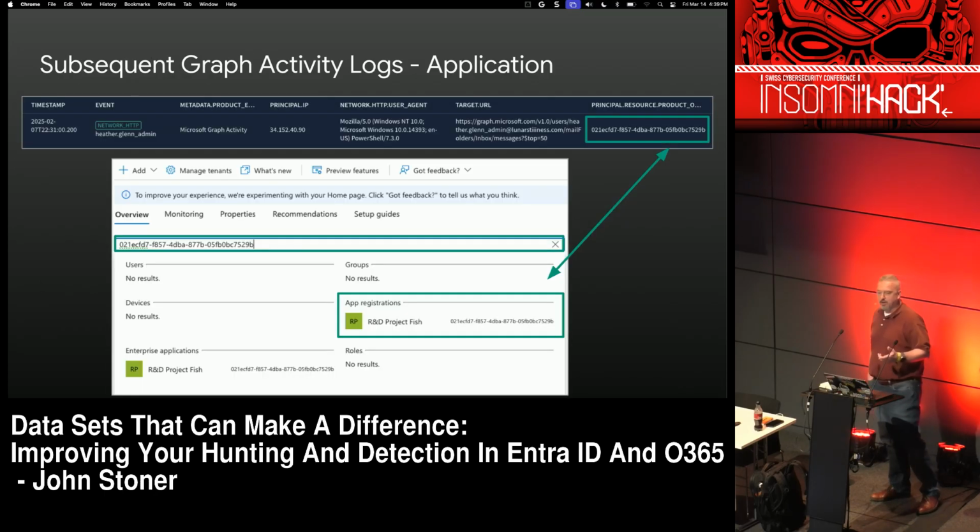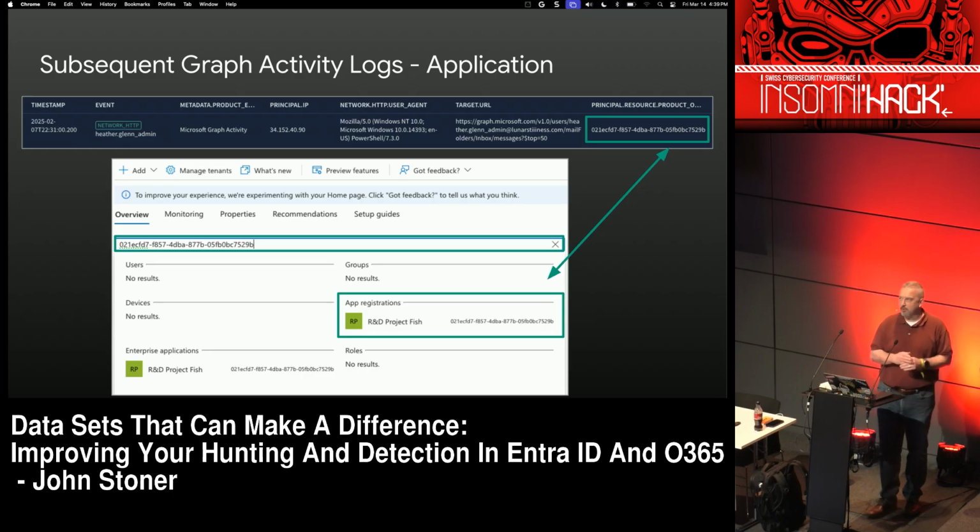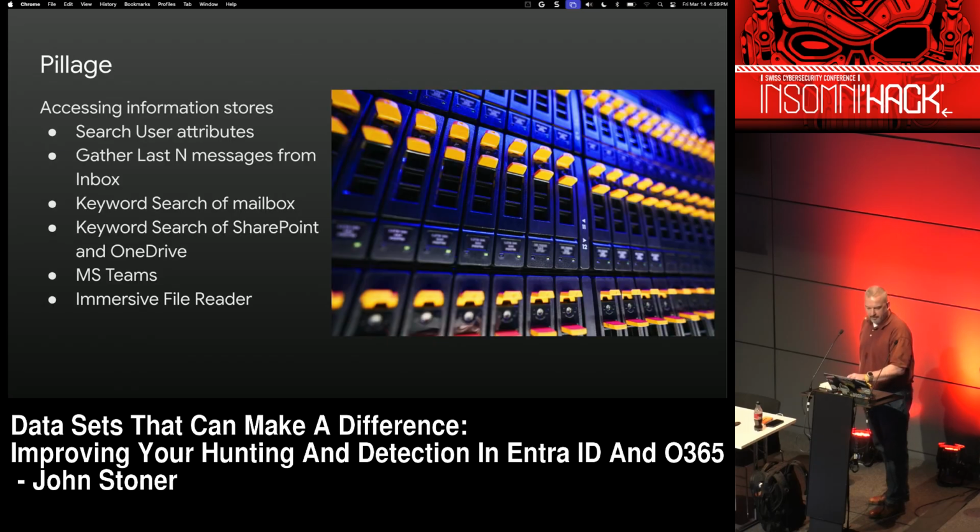Subsequent graph activity logs will show the GUID for that specific application. So if I'm not expecting an application, or I have a good feel as to what applications I'm monitoring for, and I start seeing an application that I don't monitor against, that should bubble up and say, well, I'm hunting for this information around this project that I didn't have a week ago. That might be something good to look at. All right, once I'm in, we're going after information stores again.